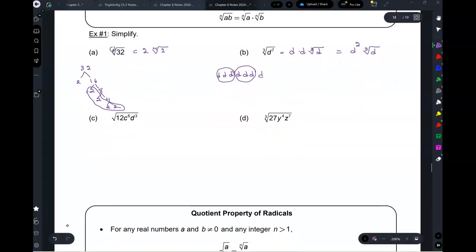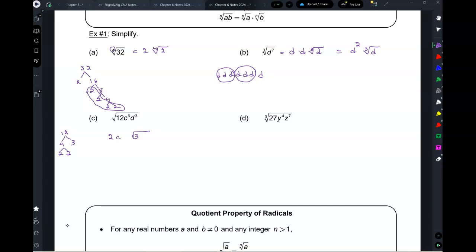Okay, this one is a square root. I have 3 elements in here. So let's start with the 12. 12 is 4 times 3, and then this is 2 and 2. So the 2 comes out, but the 3 stays in. How about the c?